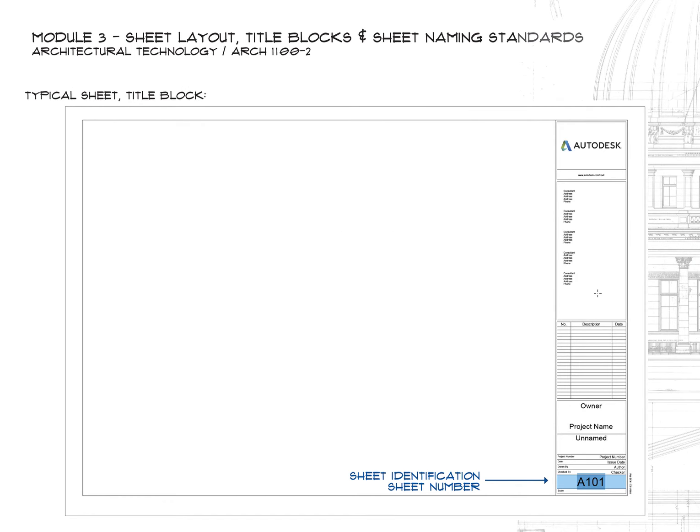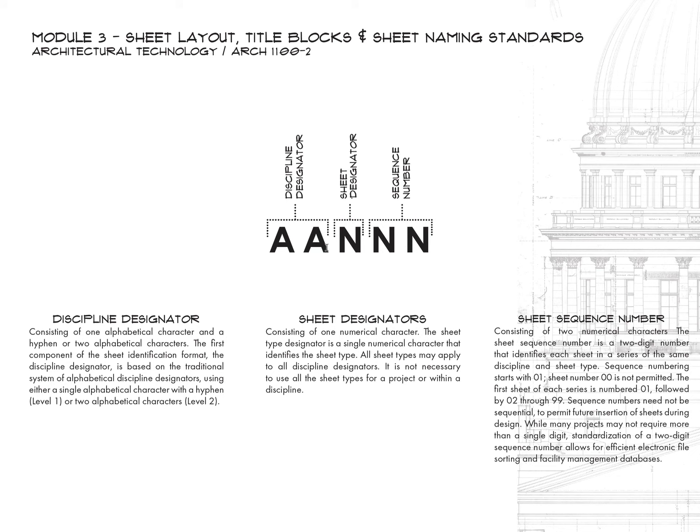So National CAD standards have divided their sheets into 3 different categories. The first 1 or 2 letters are called discipline designators. So it consists of 1 alphabetical character or 2 alphabetical characters and maybe even a hyphen. Okay? I typically just work with 1 alphabetical character.